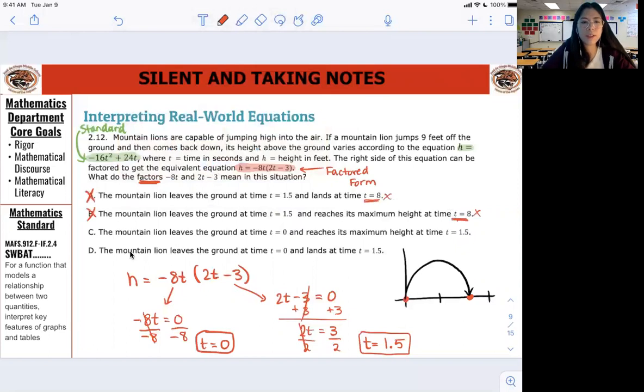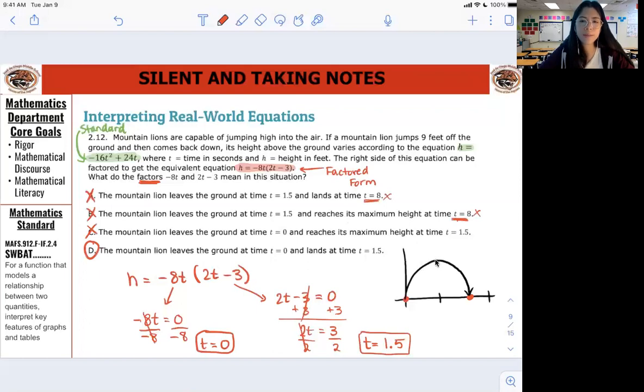Okay. And then between C and D, which one makes the most sense? Is it the maximum height at 1.5 or does it land at 1.5? It lands at 1.5. So it's answer choice D.